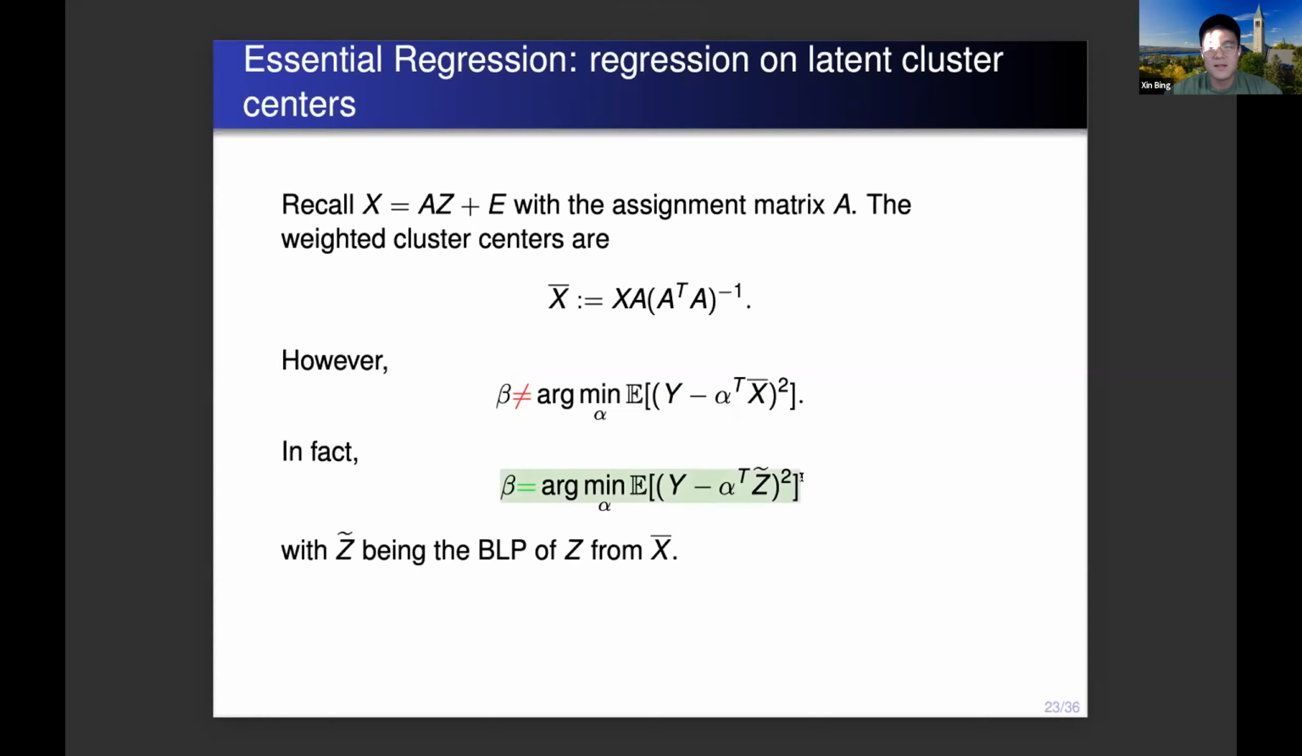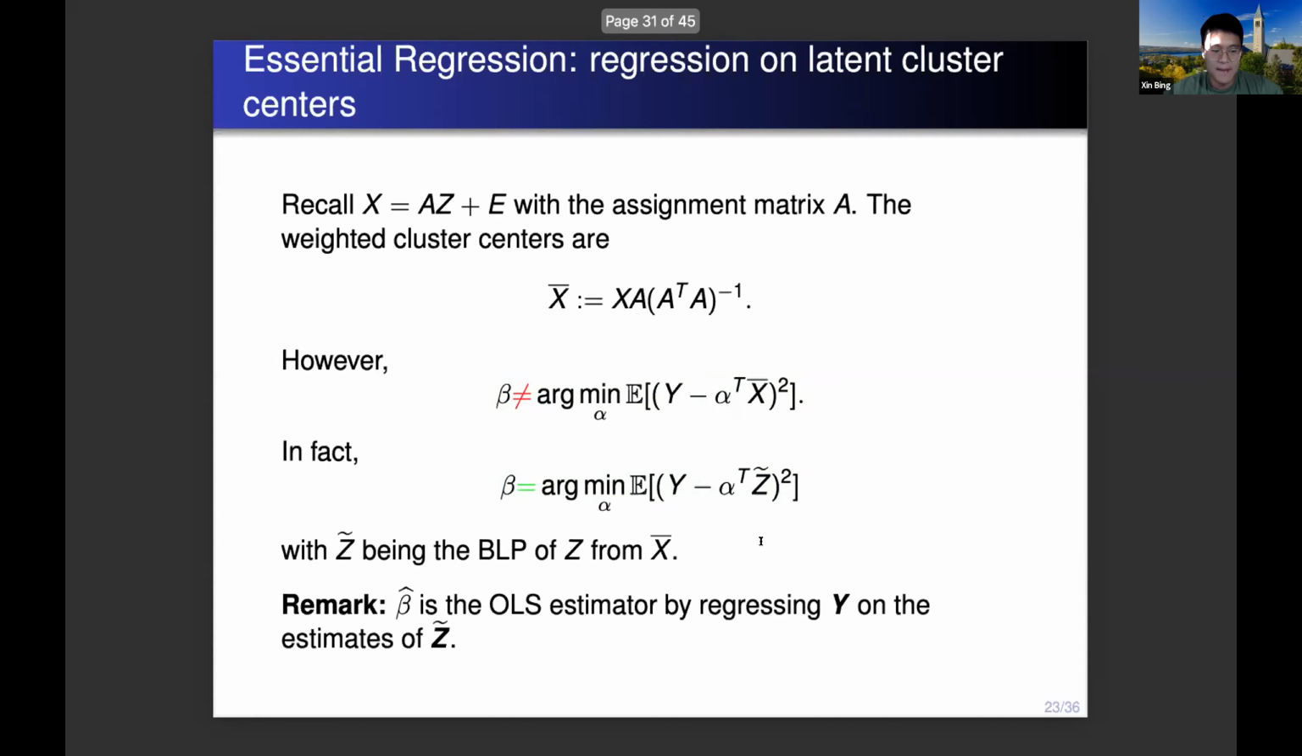So this is a key observation, and this also suggests, in practice, if the model holds, then when estimating beta, this naive or most common way of estimating beta will not give you the correct coefficient. However, this can be corrected by the best linear predictor. And also a quick remark that our estimator is also the ordinary least squares estimator obtained by regressing Y onto the estimates of this best linear predictor.